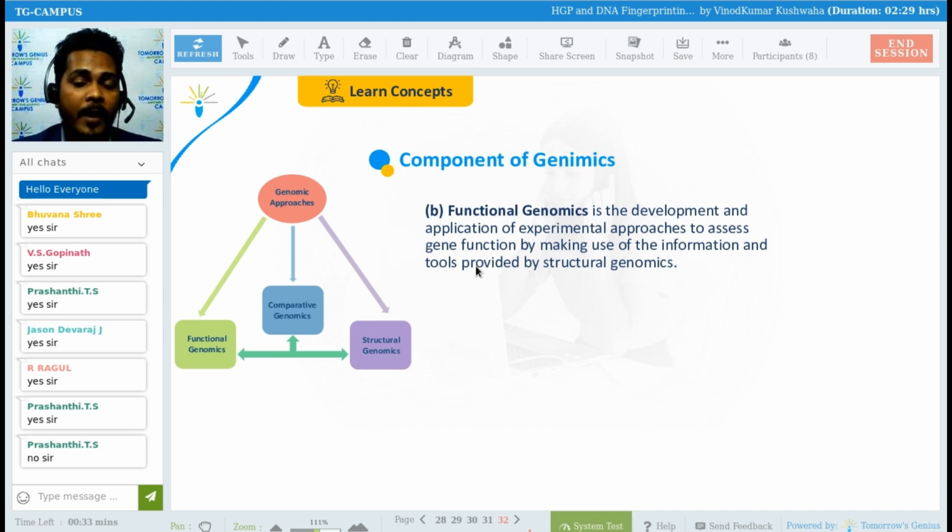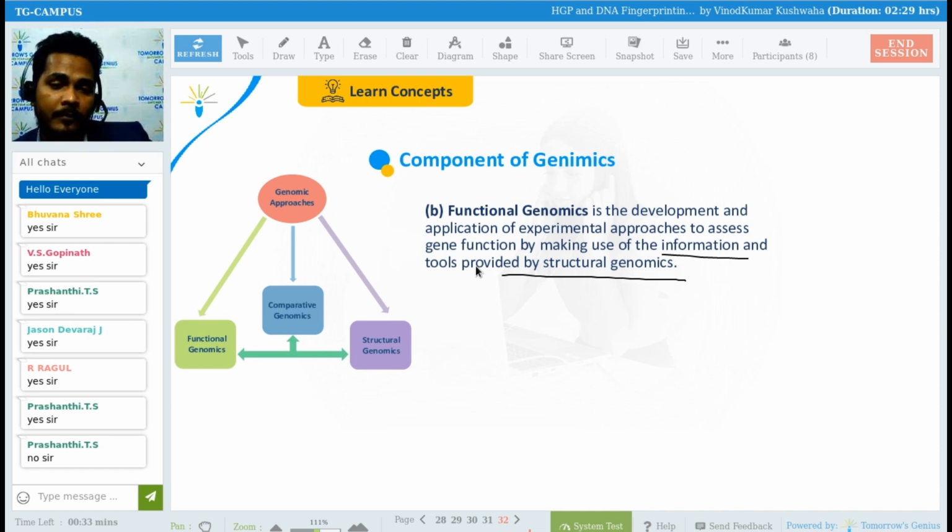But in the case of functional genomics, it is the development and application of experimental approaches to assess gene function by making use of the information and tools provided by structural genomics. Whatever structural information is provided is going to be utilized in functional genomics. So functional genomics is experimental, and structural genomics is theoretical. Clear? So it is of two types, structural and functional genomics.